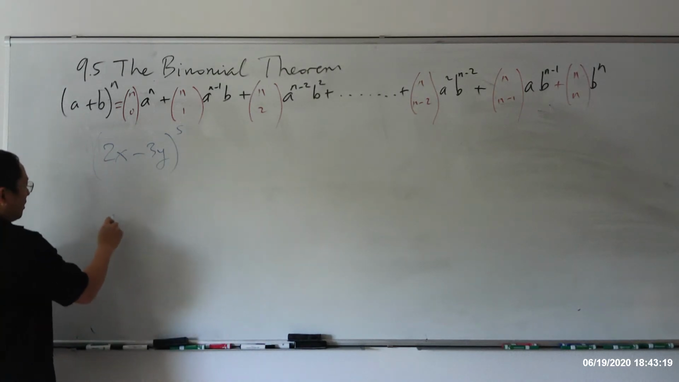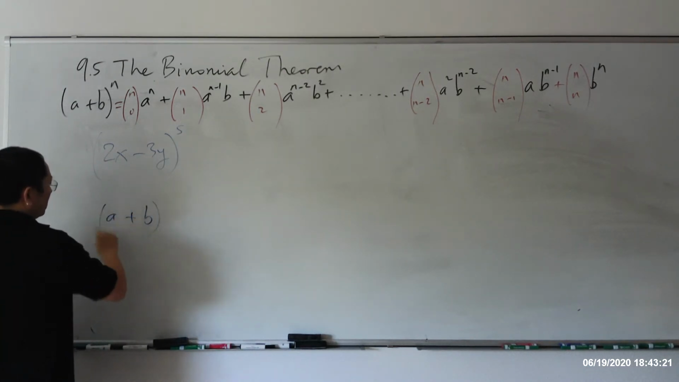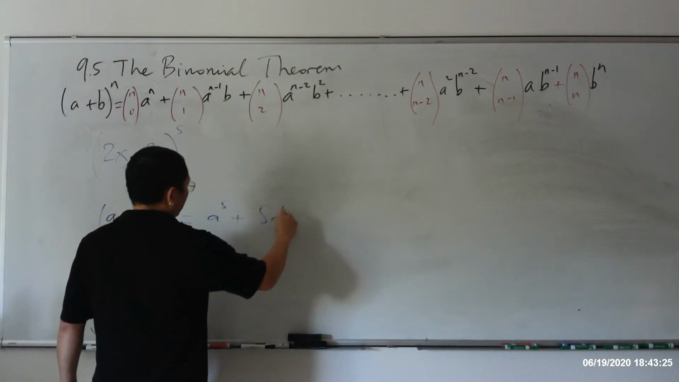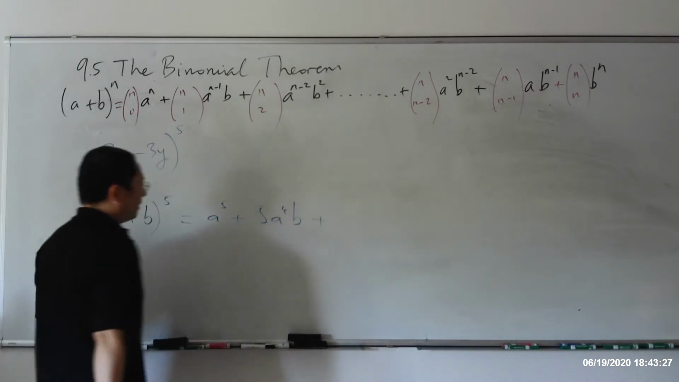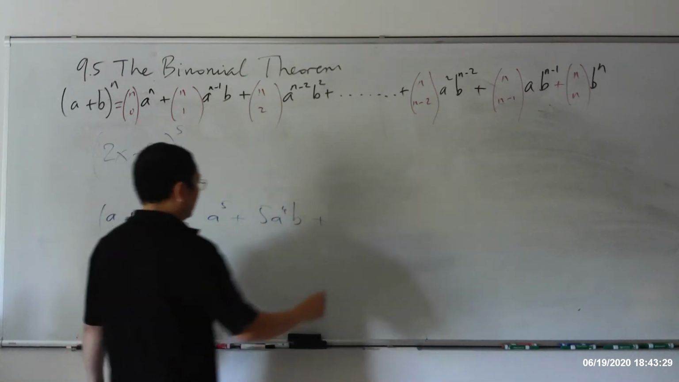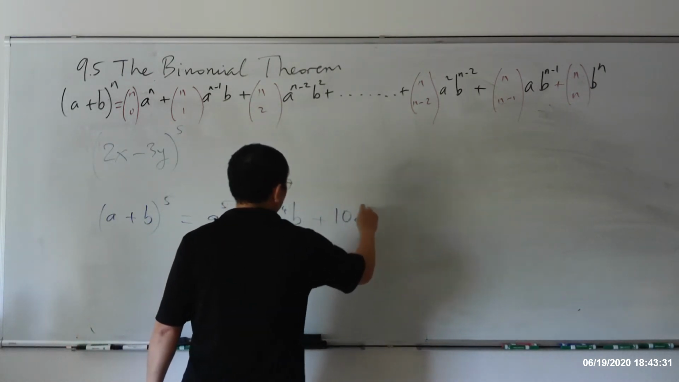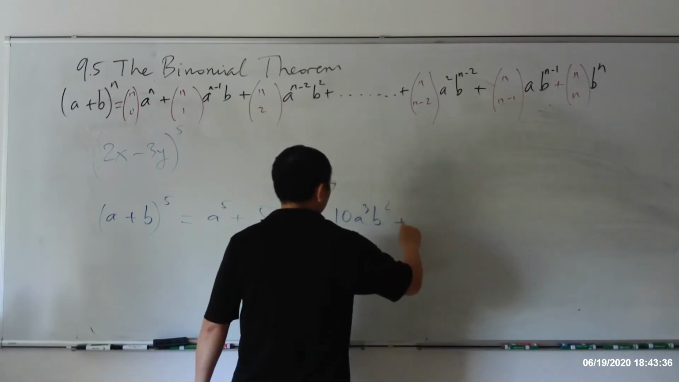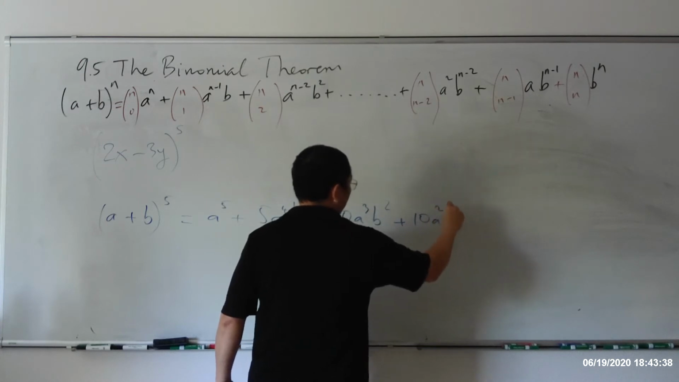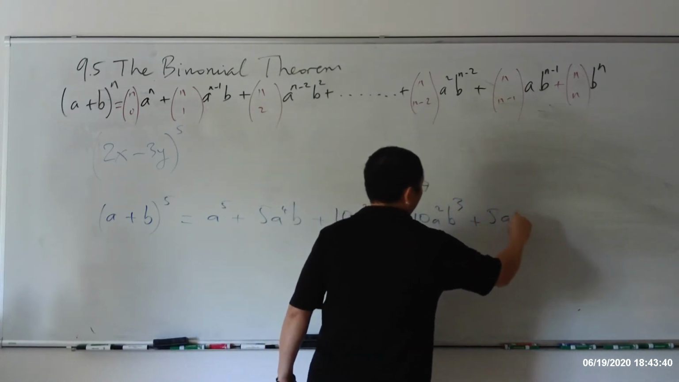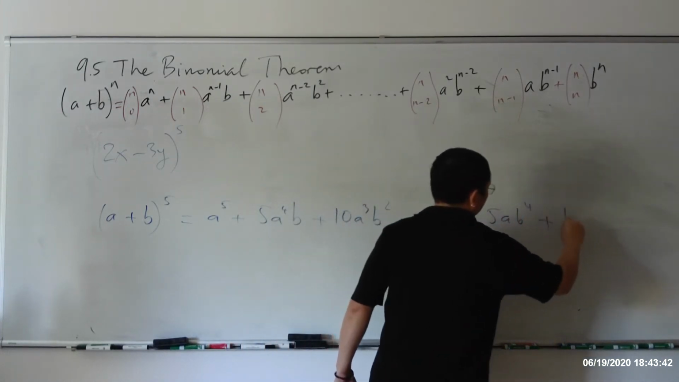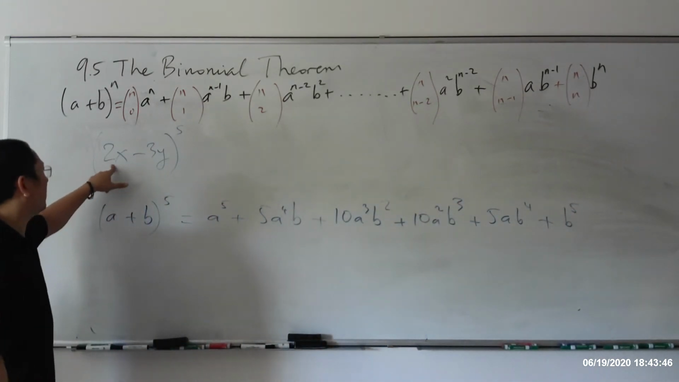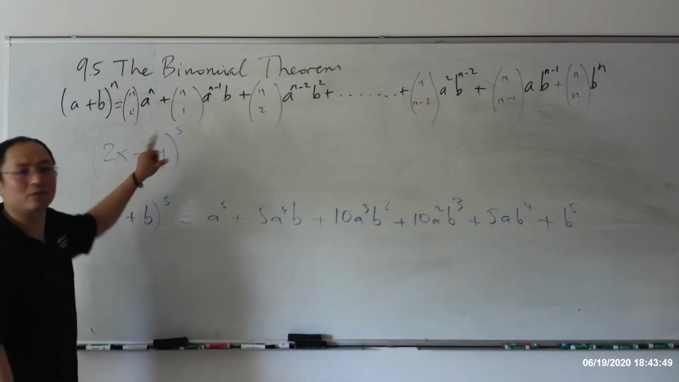I can use the Pascal triangle. (a plus b) to the 5th is going to be a to the 5th, plus 5a to the 4th b, plus 10a cubed b squared, plus 10a squared b cubed, plus 5ab to the 4th, and then plus b to the 5th. Applying this to the problem right here, a is going to be 2x, and b is going to be negative 3y.